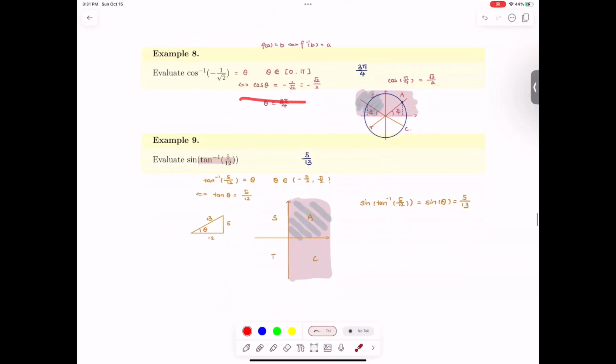For this one, the range is here, which is the pink part. And also I know my tangent is positive. If I pick here, tangent will be negative. So it's not here, which means I can only pick here. Does that make sense?